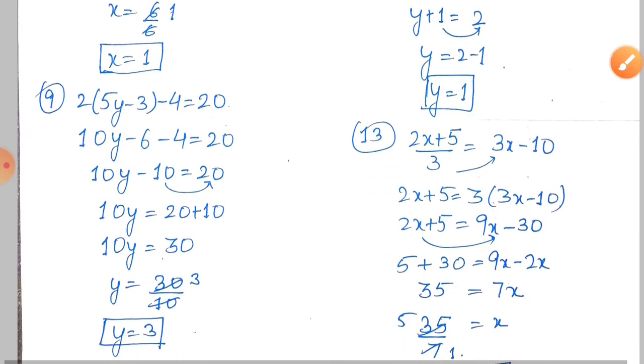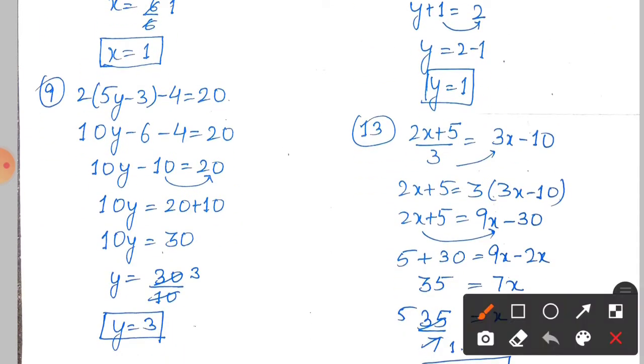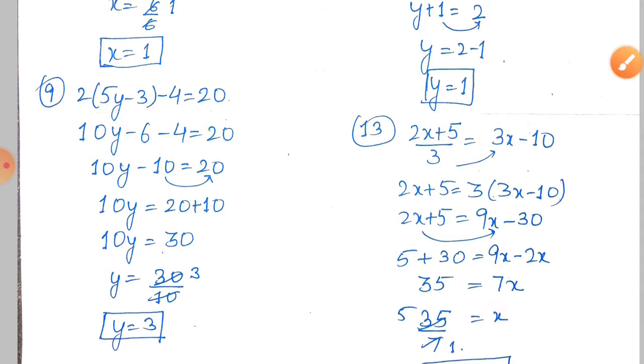Now come to question number 9. In question number 9, again open the bracket. Here only one term is there with the variable, and the integers will be written together, and thus we get y equal to 3.